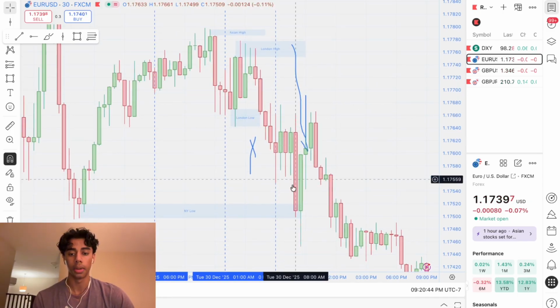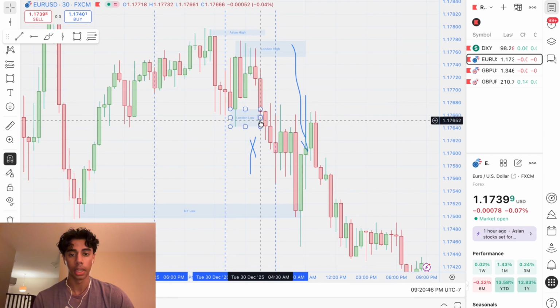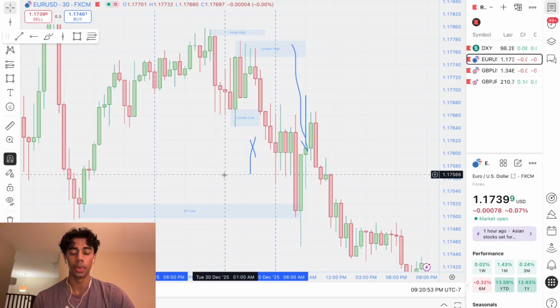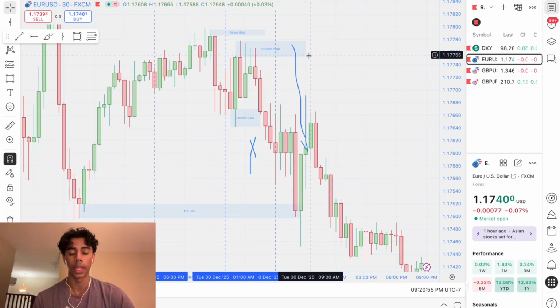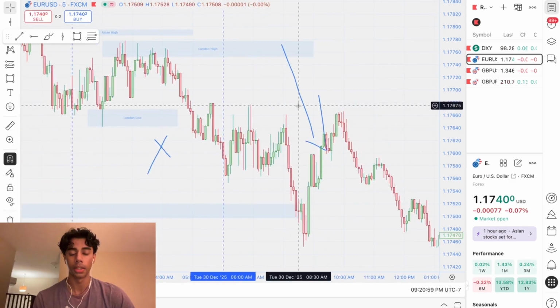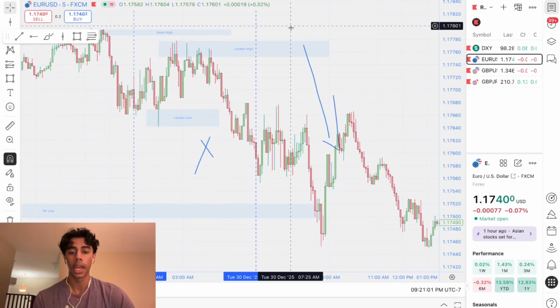Sure, you could say we got the NY low as a target. Even if the London low was taken as a target, we still have NY lows to target. But what are we going to target when there's no draw? What are we going to enter off of? There's no real context to the trade. There's no story behind the trade. There's no real reason to take a trade if we didn't take a draw.